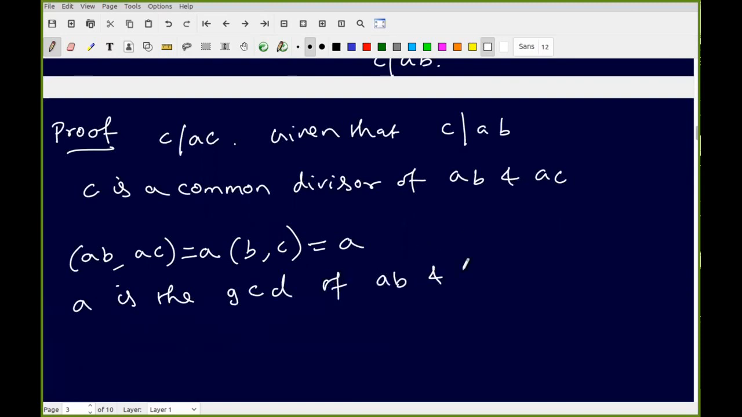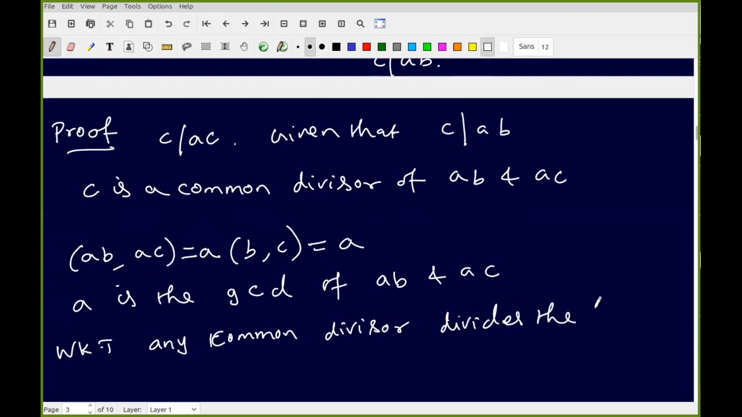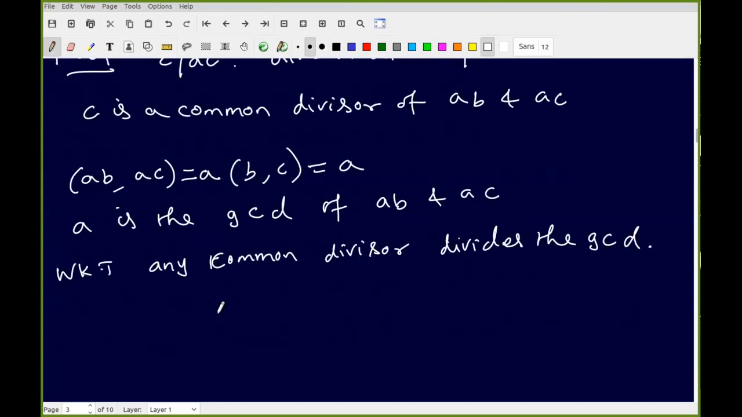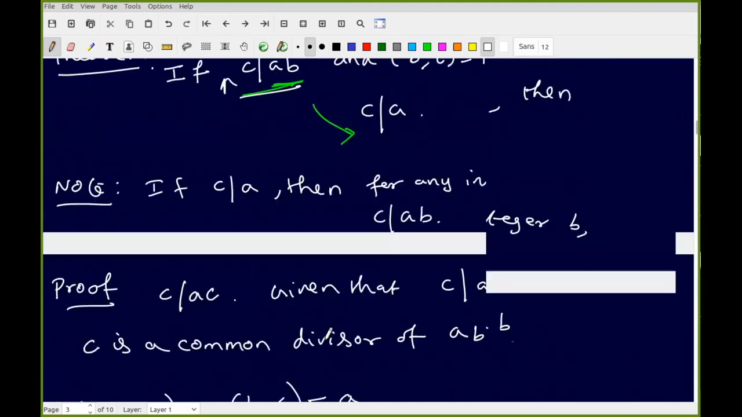We know that any common divisor divides the greatest common divisor of those numbers. So C is a common divisor, A is the greatest common divisor, therefore C divides A. That is what we needed to prove.